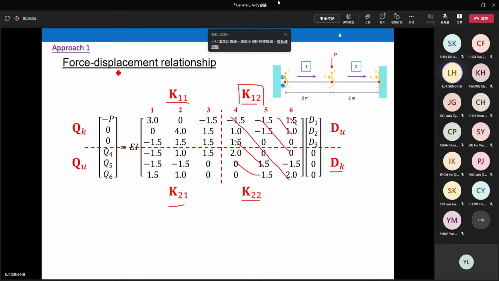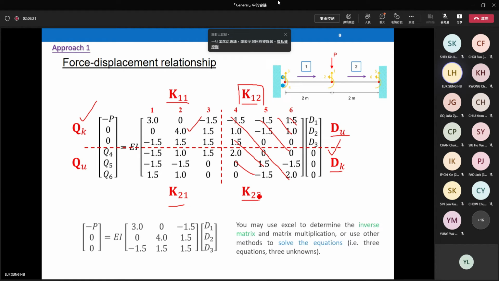This is a force displacement relationship. And then once you have this formula, you have QK, you have DK, you have the structure stiffness matrix, then you can solve our unknown displacement, du. We always start from our unknown displacement, du.